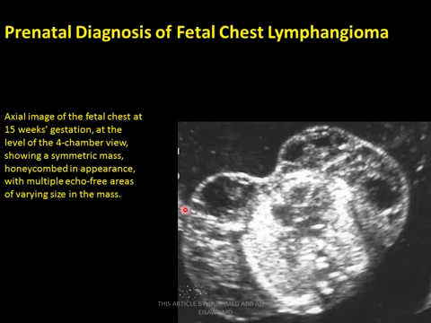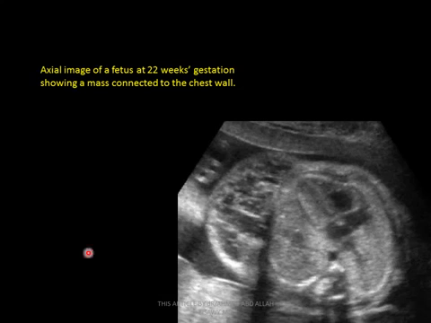Prenatal diagnosis of fetal chest lymphangioma. Axial image of the left fetal chest at 15 weeks at the level of the four-chamber view, showing a symmetric mass, honeycombed in appearance, with multiple echo-free areas of varying size in the mass. Axial image at 22 weeks gestation showing the mass connected to the chest wall.